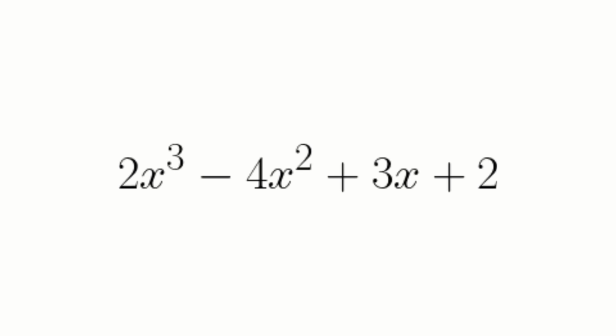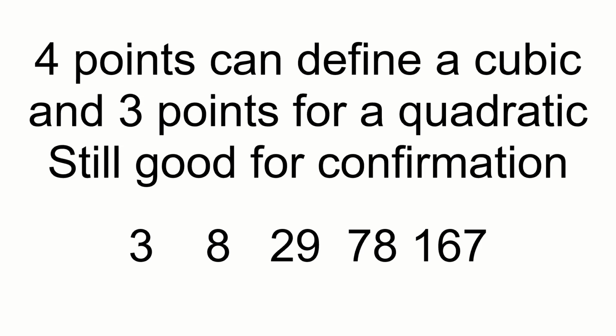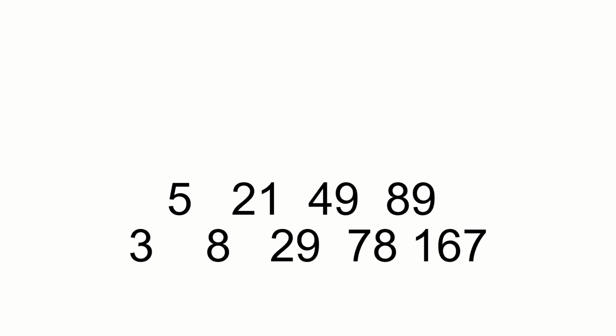Let's model with the equation 2x cubed minus 4x squared plus 3x plus 2. Our sequence goes 3, 8, 29, 78, and 167. This fifth term isn't necessary, but I'll include it to show that the third derivative is constant. So our first derivative terms are 5, 21, 49, and 89. Second derivative terms are 16, 28, and 40, which gives a third derivative of 12.